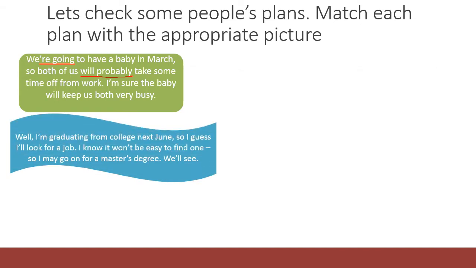Second plan. Well, I'm graduating from college next June, so I guess I'll look for a job. I know it won't be easy to find one, so I may go on for a master's degree. We'll see. Okay, so here we're using the short form of will. We'll see. It won't be easy.